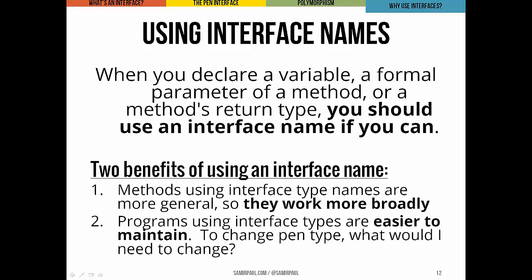Now, in general, where possible, you want to use an interface name if there is one. 2 big reasons for that. If we write a method so that it uses an interface type, it tends to be more general. So it's going to work with any class that implements that interface.